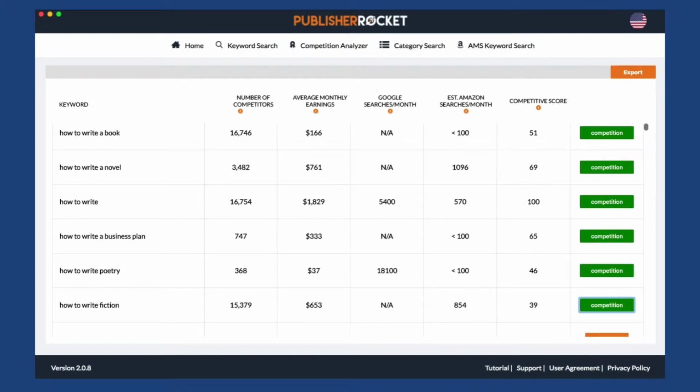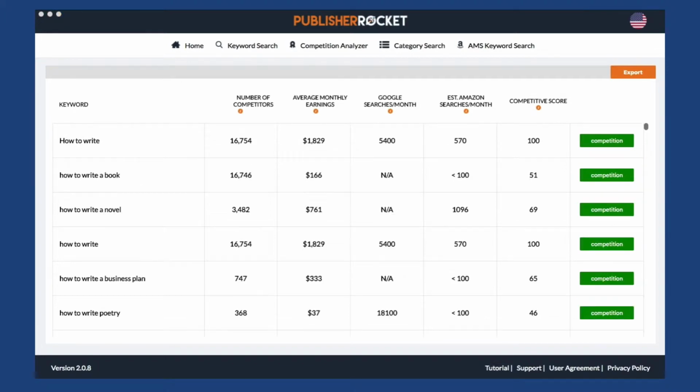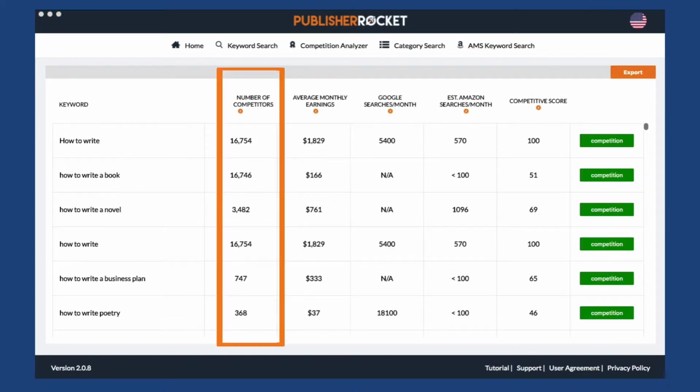Now that we understand how Publisher Rocket helps to gather keyword suggestions and how to get the numbers for each, let's look at the numbers it provides and learn about how to interpret them. The first is the number of competitors. This is the total number of books that will show up for an Amazon search using that keyword, and thus gives you an idea of how popular or targeted that term is.